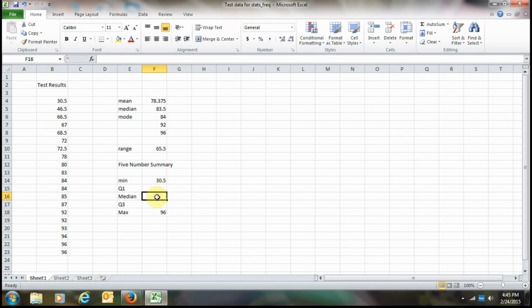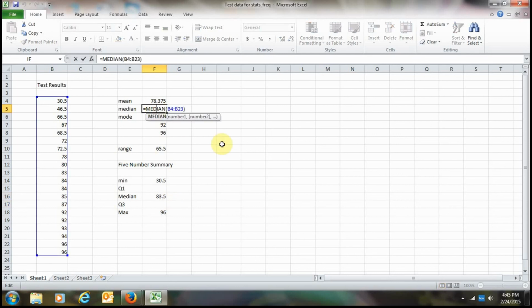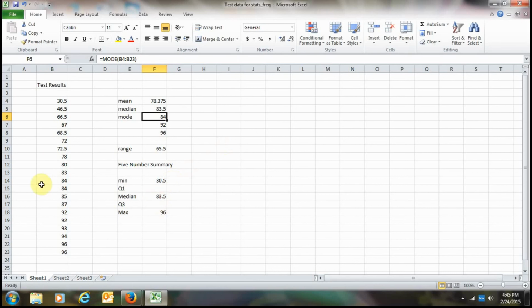The median we already have, so we can write in up here, we've already calculated that it was 83.5. So we can just type in 83.5, or again, ask Excel to use equals median like we did before. The Q1 and the Q3. Here's where we want to go in.